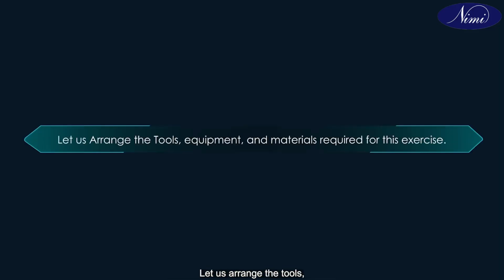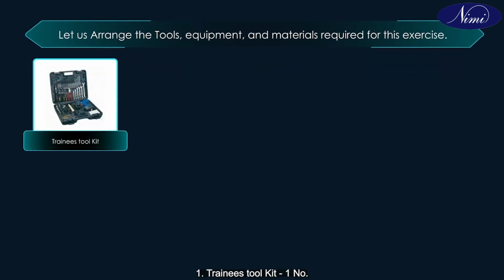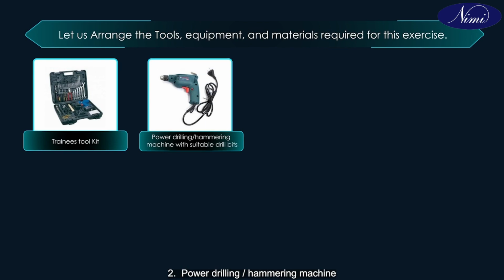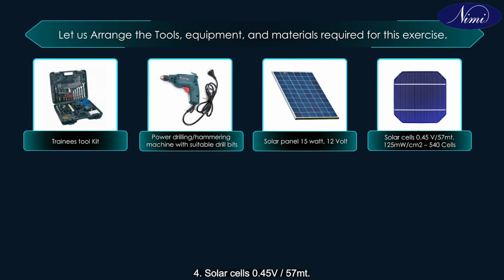Let us arrange the tools, equipment and materials required for this exercise. 1. Trainee's toolkit, 1 number. 2. Power drilling or hammering machine with suitable drill bits, 1 set. 3. Solar panel, 15 watt, 12 volt, 1 number. 4. Solar cells, 0.45 volt, 125 milliwatt per centimeter square, 540 cells.